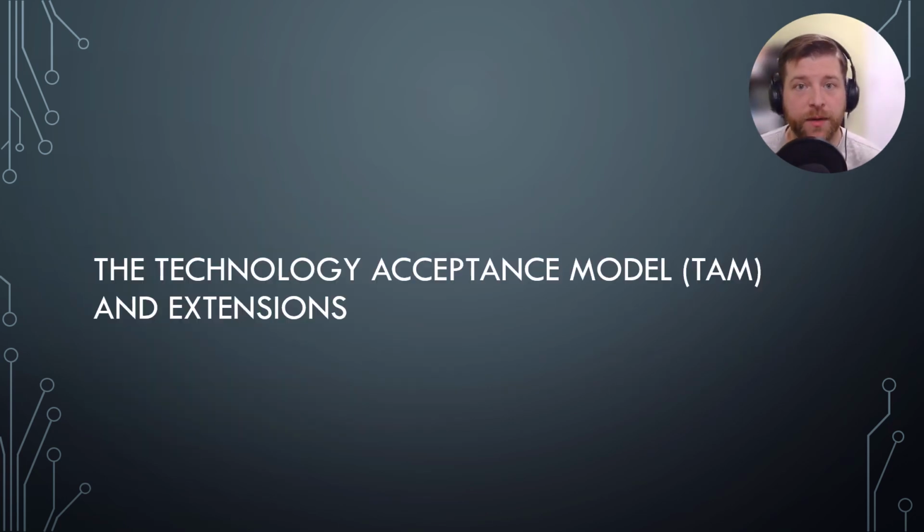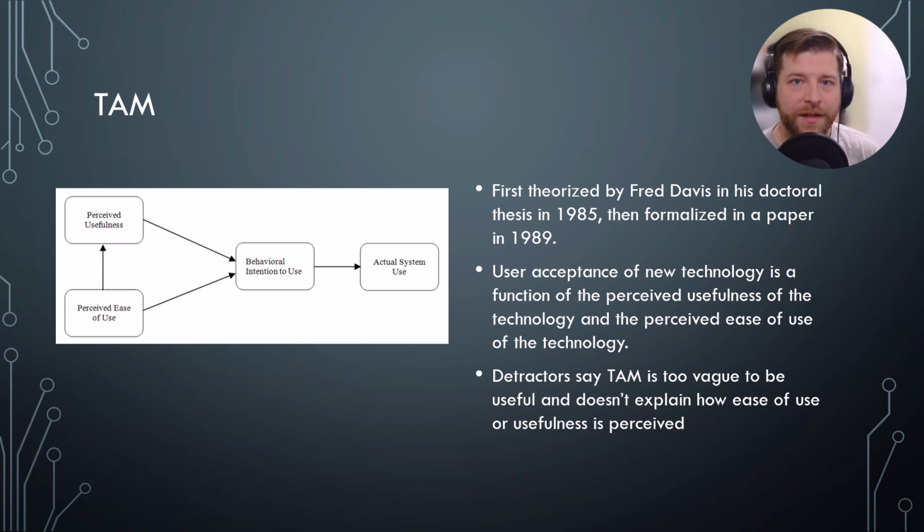The next model that we are going to discuss is the Technology Acceptance Model, or TAM, and its extensions. So TAM was first theorized by Fred Davis in his doctoral thesis in 1985, then formalized in a paper that he wrote in 1989. It basically states that user acceptance of a new technology is a function of the perceived usefulness of the technology and the perceived ease of use of the technology.